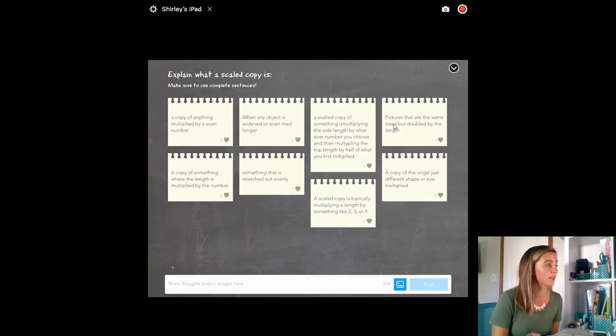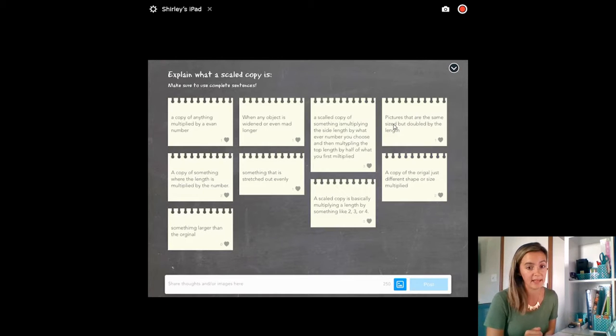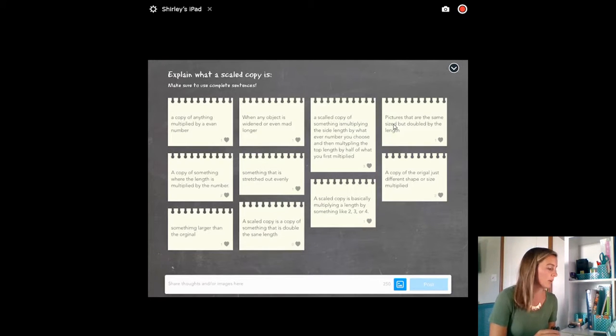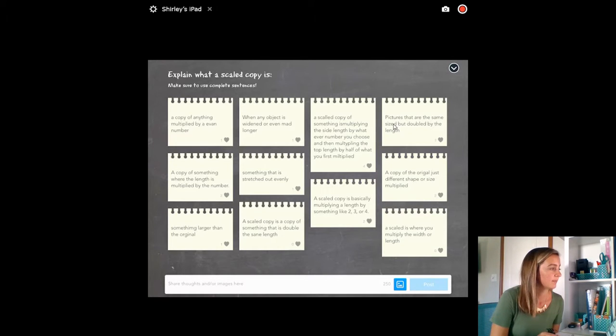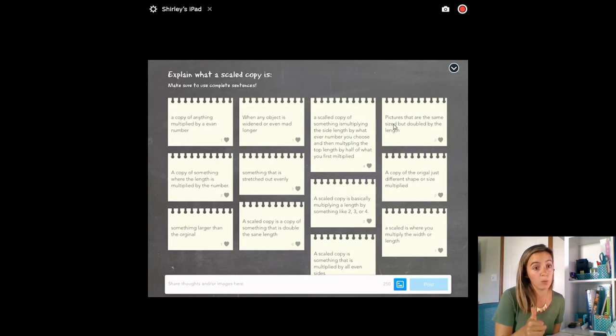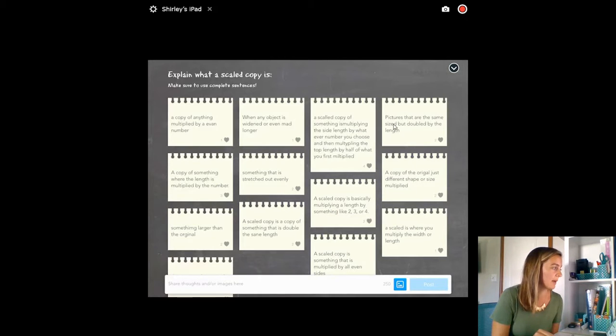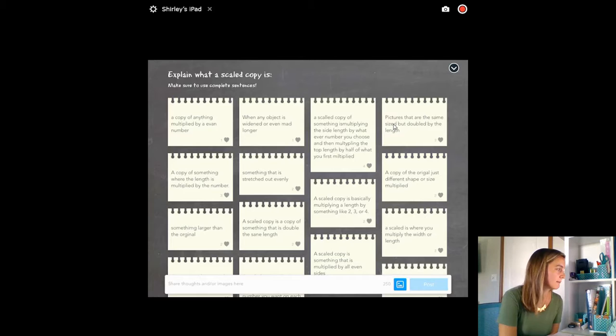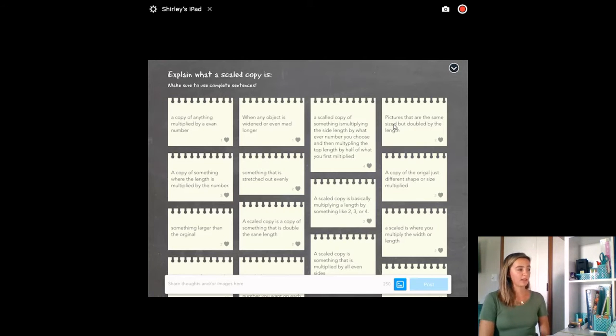I like this other one, pictures that are the same size but doubled by the length. I'm going to alter that a little bit, though. It doesn't just have to be doubled. We can triple it. We can quadruple it. We can use whatever number we want to change that original figure. So a few more of you are specifically saying double. Doubling will make a scaled copy, but it doesn't have to be doubled. I can cut a shape in half. I can multiply it by 3. I can multiply it by 5. Leo, I like your answer where you multiply the width and the length.